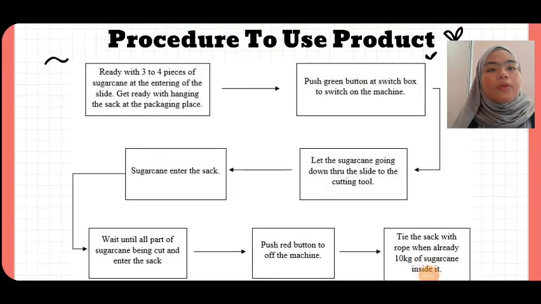Procedure to use the product. The first one is to get ready with 3 to 4 pieces of sugarcane at the entrance of the slide, and get ready by hanging the sack at the packaging place. The second one is to push the green button at the switch box to switch on the machine. The next one is to let the sugarcane go down through the slide to the cutting tool. After that, the sugarcane will enter the sack. Then, wait until all parts of the sugarcane are cut and enter the packaging sack. The next one is to push the red button to turn off the machine. The last one is to tie the sack with rope when there is already 10 kg of sugarcane inside it.